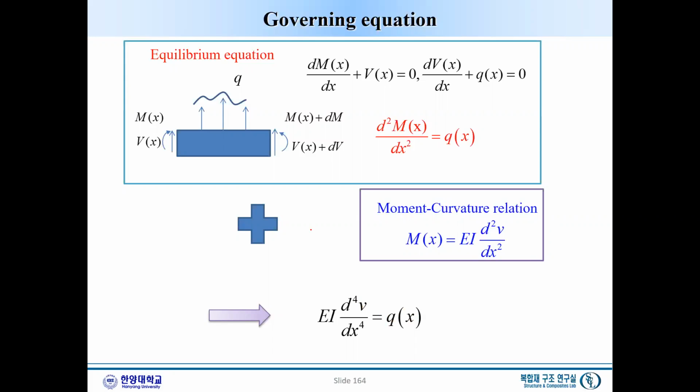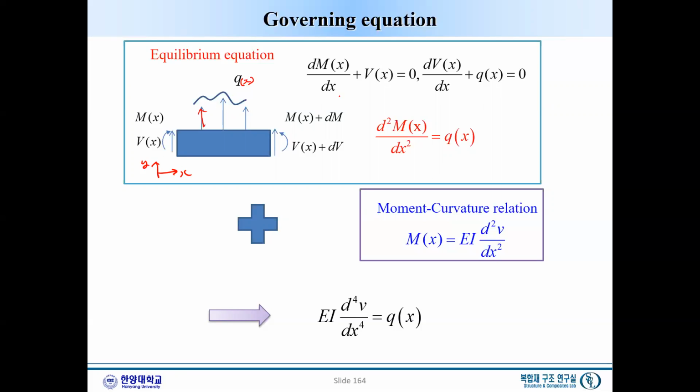q is the distributed load, which is a function of x. Actually, we had equilibrium equations. Say this is some small portion of the beam subject to an external load q, which is a function of x. And please notice that this is the x and that is the y.